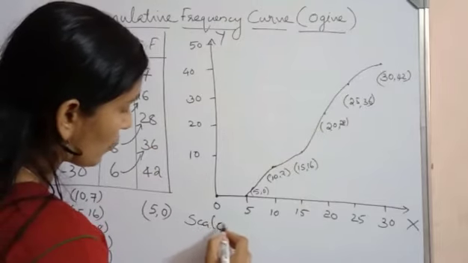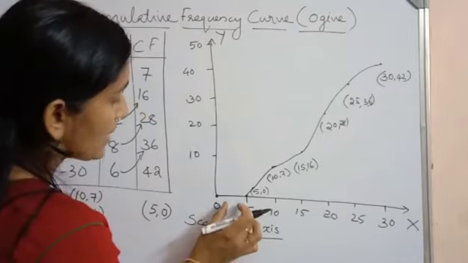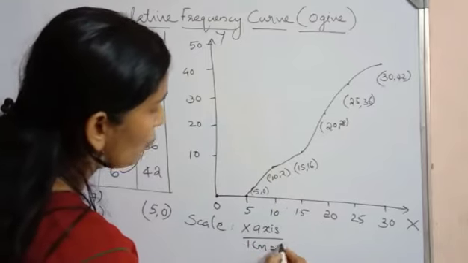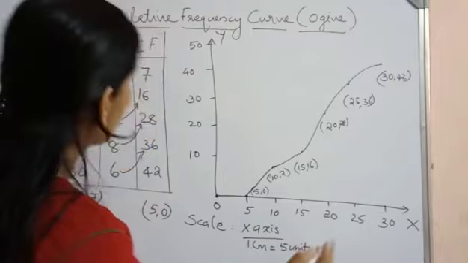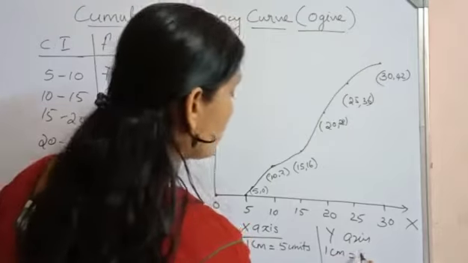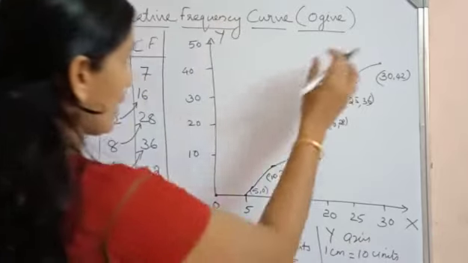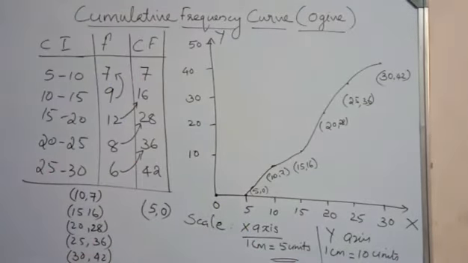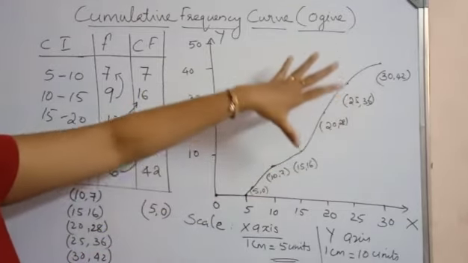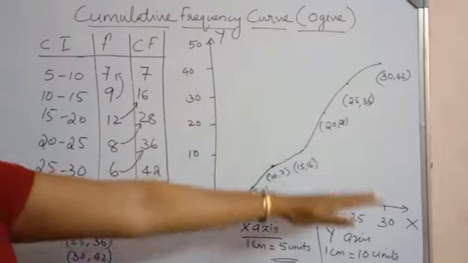Scale means what you are considering for the x-axis. For the x-axis, each box is 1 centimeter, so 1 centimeter is equal to 5 units. Y-axis, 1 centimeter is equal to 10 units. This is how you have to write the scale of the given ogive. This is how you have to draw the ogive in your graph. Here I have just drawn it on the whiteboard. You can use your graph paper and draw the ogive. And this is a less than ogive.